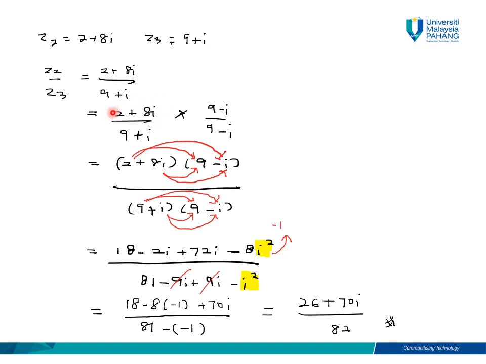So 2 plus 8i above here, we multiply by 9 minus i, and below, 9 plus i, we multiply by the same value, 9 minus i. Then we get 18 minus 2i plus 72i minus 8i squared. Remember, class, we replace i squared with negative 1. So if you see i squared, you need to replace it with negative 1. Then this one we can cancel: negative 9i plus 9i, we get 0. So we simplify it, and then we get this solution, 26 plus 70i divided by 82.